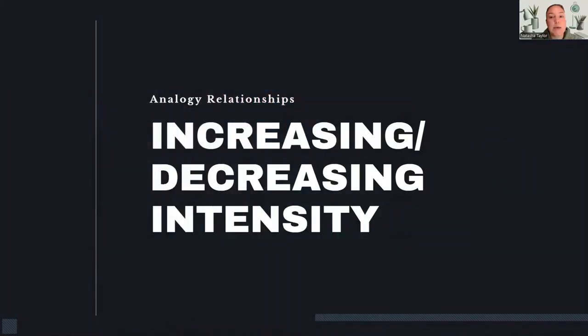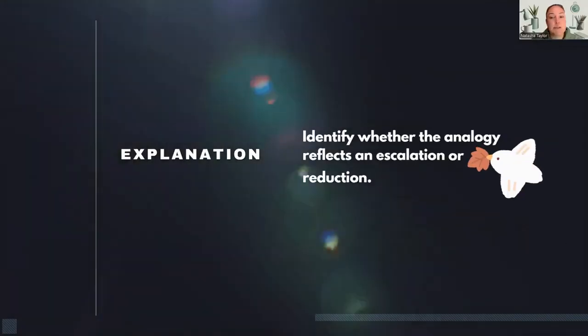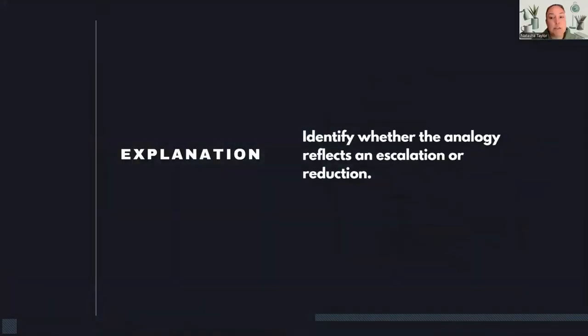Analogy relationships. Increasing, decreasing intensity. These analogies show a progression in strength. Examples: sad is to heartbroken as tired is to exhausted, increasing. Excited is to happy as furious is to annoyed, decreasing. Explanation: identify whether the analogy reflects an escalation or a reduction.